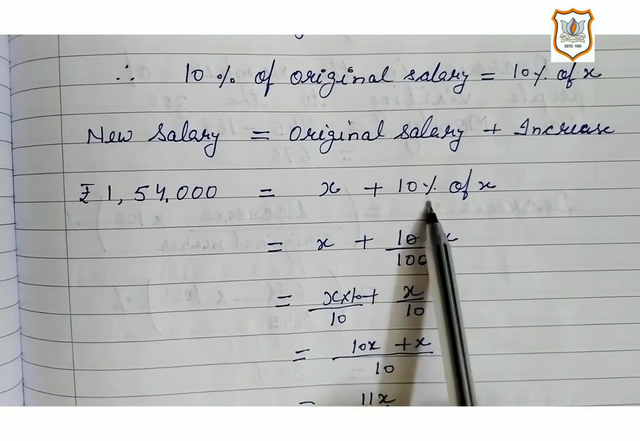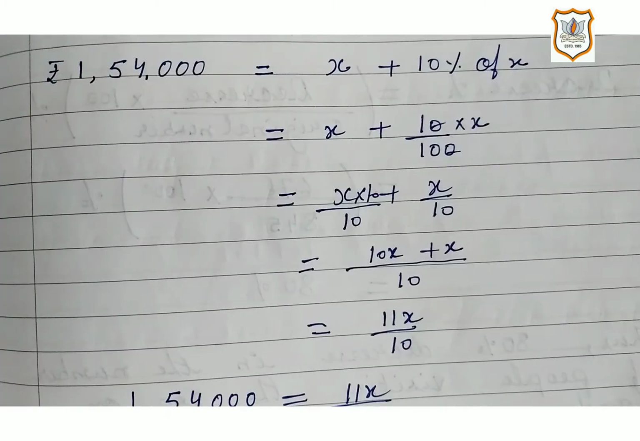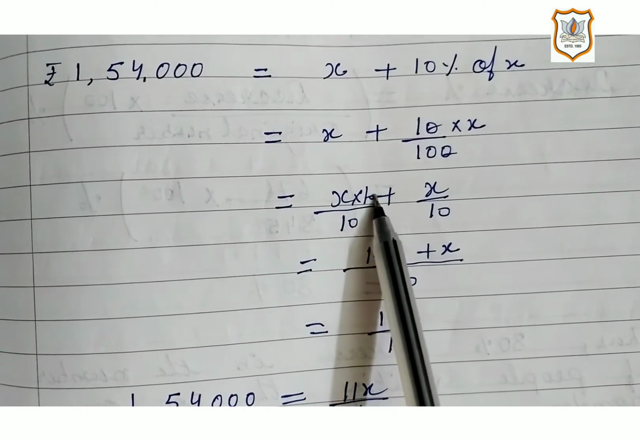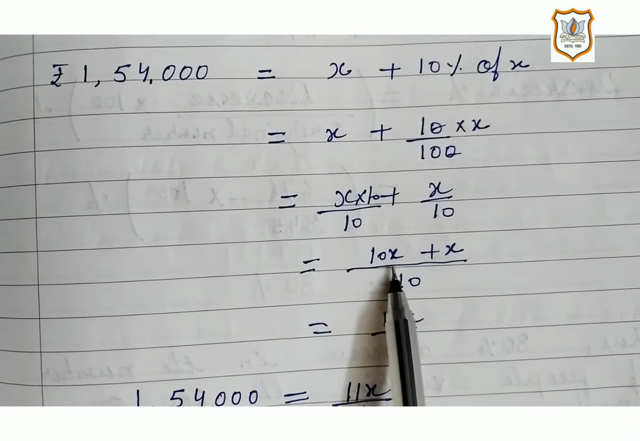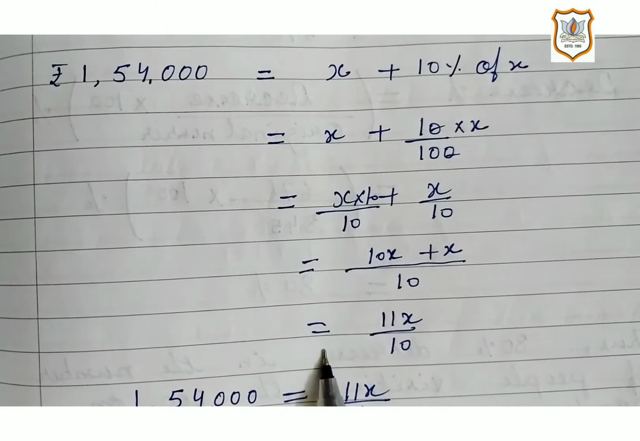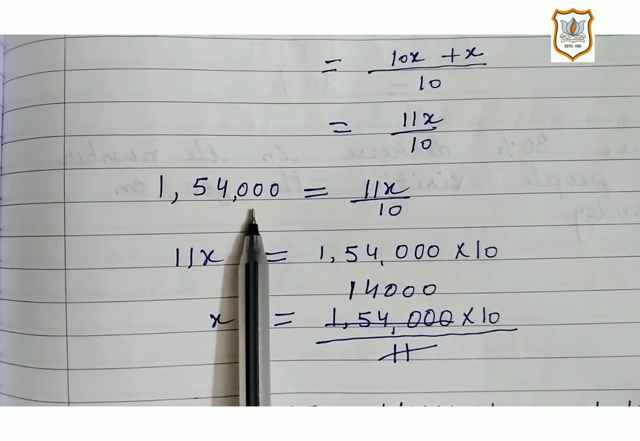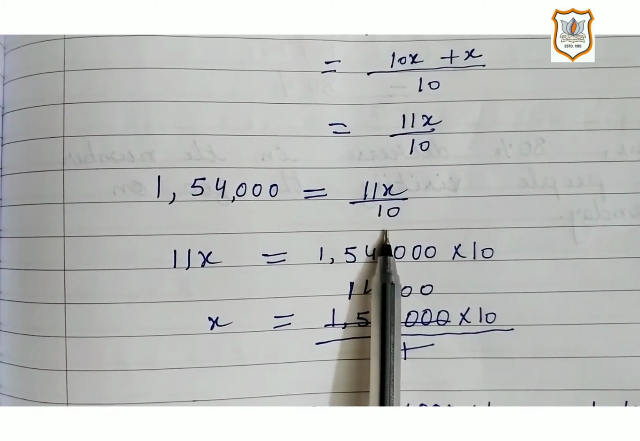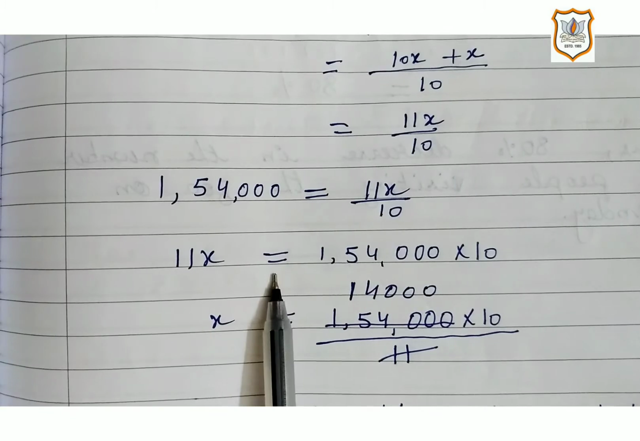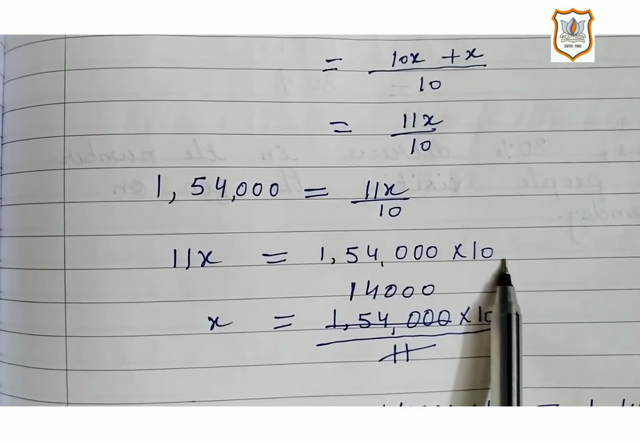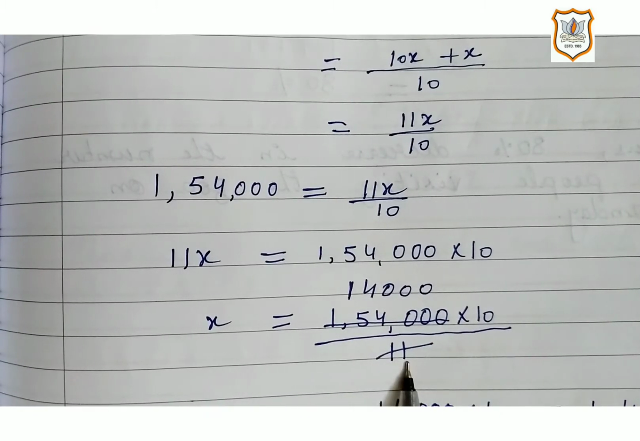upon 100. Here we remove the percentage sign and we write 100 as a denominator. Here we will multiply by 10 in numerator and denominator both. So we will write 10x plus x upon 10 is equal to 11x upon 10. 1,54,000 is equal to 11x upon 10. We multiply 10 by 1,54,000. We write 11x is equal to 1,54,000 multiply 10. X is equal to 1,54,000 multiply 10 upon 11.